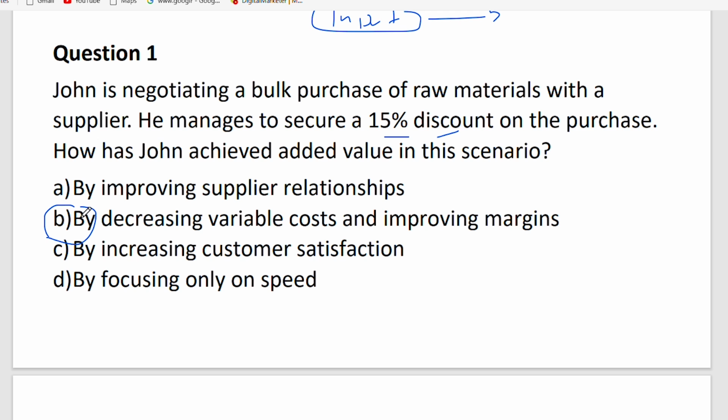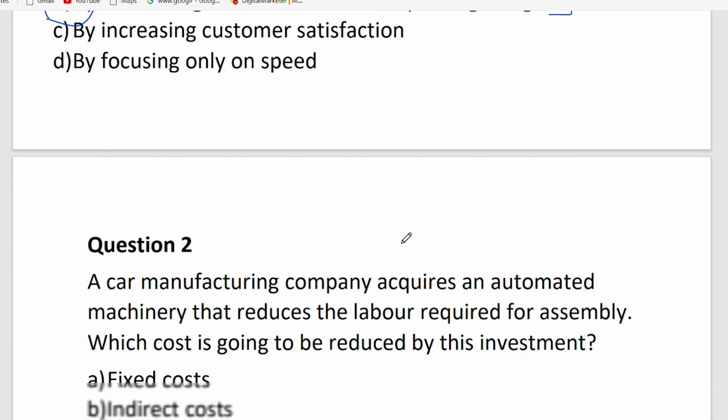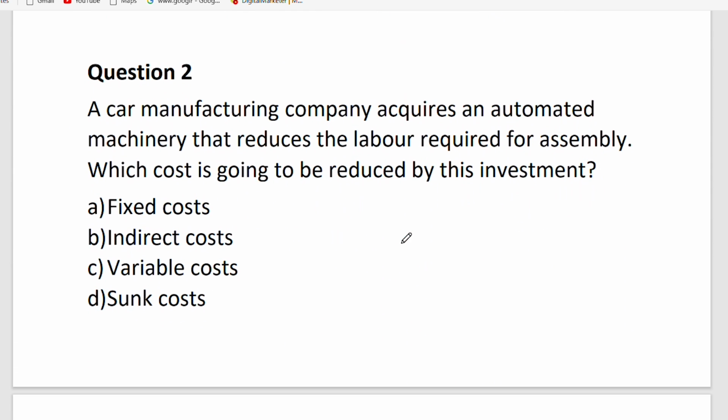So the answer is by decreasing variable cost and improving margins, because raw materials are part of whatever you're using to make whatever you're making. So the cost you incur in raw materials is going to be a variable cost. And so you've reduced that, and you've also improved your profit margins because you've spent less by 15%, and that means more money. 15% more in terms of profit. Well, it's not that linear, but you get the point.